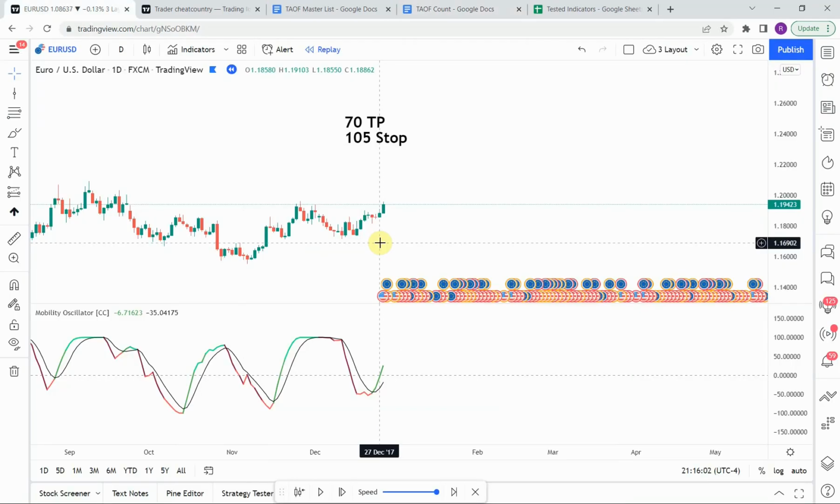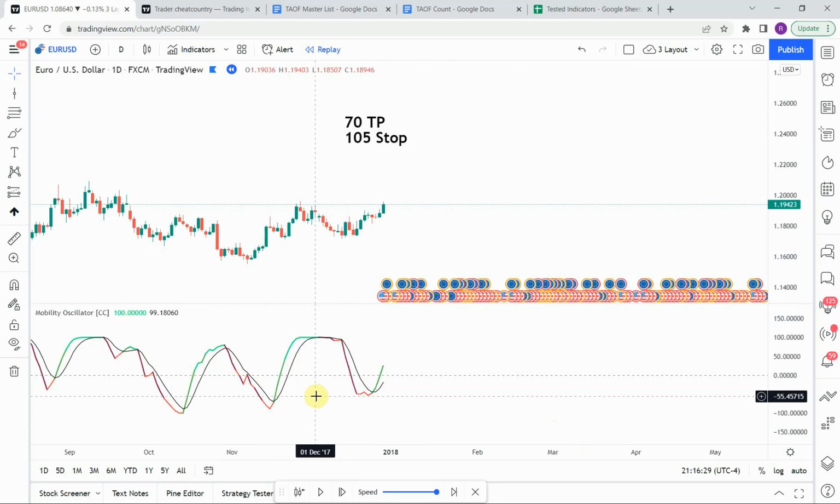Alright, so today's indicator is the mobility oscillator. You can see it here on the bottom of the screen. And once again, this is a cheat country indicator, and so it's a very similar setup to the last few that we have tested. So we have this color shift line here, and then we have a black solid line, which is the signal line.